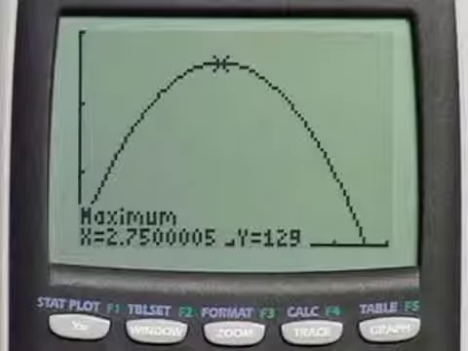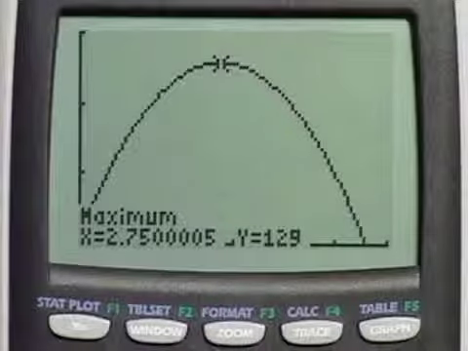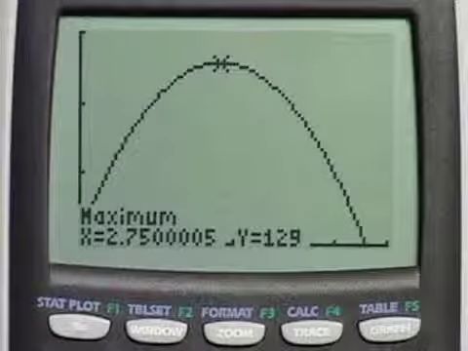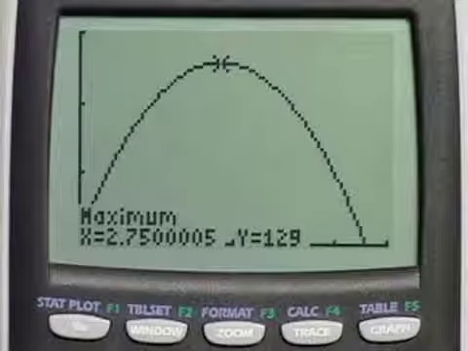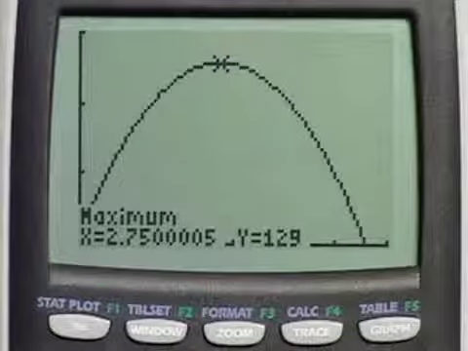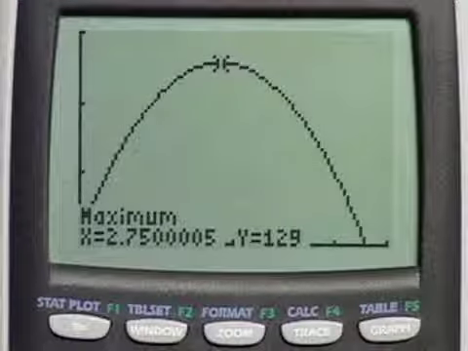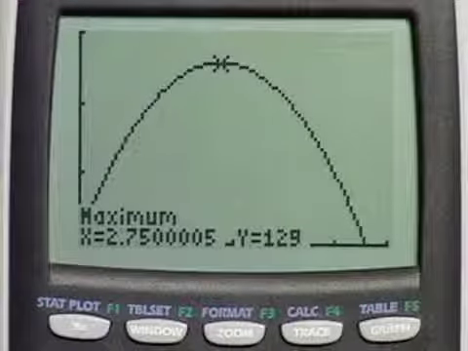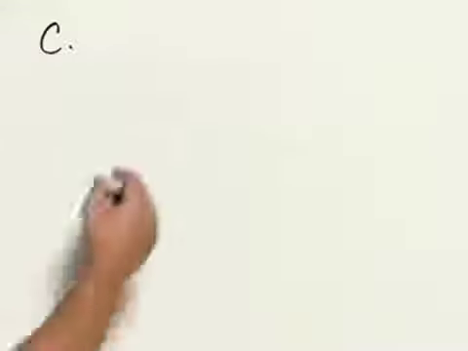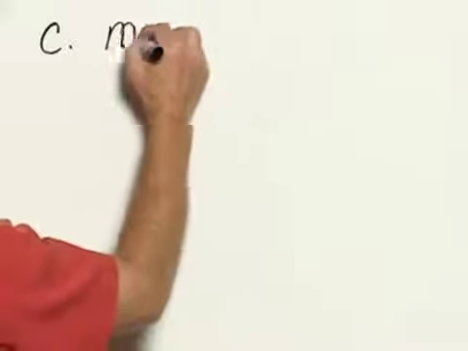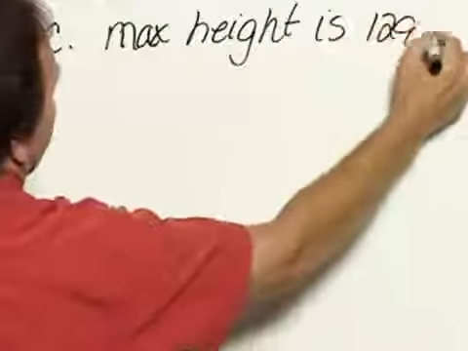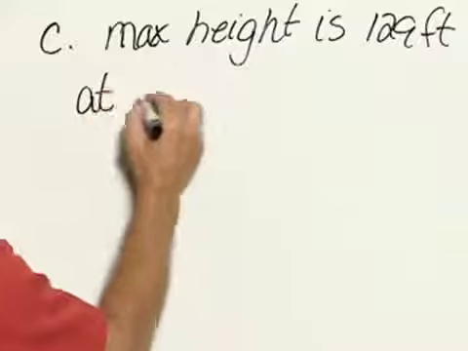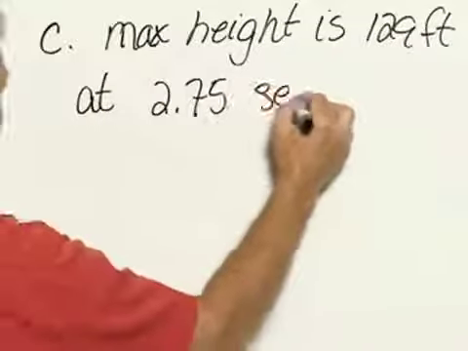It tells us that the maximum is at 2.750005 for the x value, and for the y value, it's equal to 129. So what that's telling us is the maximum height is 129 feet at a time of x, which is in this case t, approximately 2.75 seconds. So let's write that down. All right, so let's write that solution. That means the maximum height is 129 feet, which occurs at 2.75 seconds.